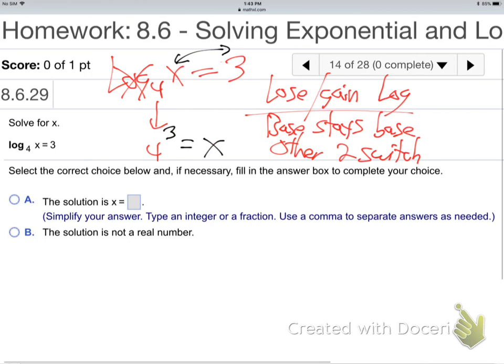Let me slow down there for just a second. Everybody see what happened? I lost the log word. It vanished. It's not there anymore. And whenever you lose a log, the base stays the base, the other two switch. Then just use your calculator. 4 to the third just means 4 times 4 times 4. That's just 64, and we're done. Oh, that was easy.